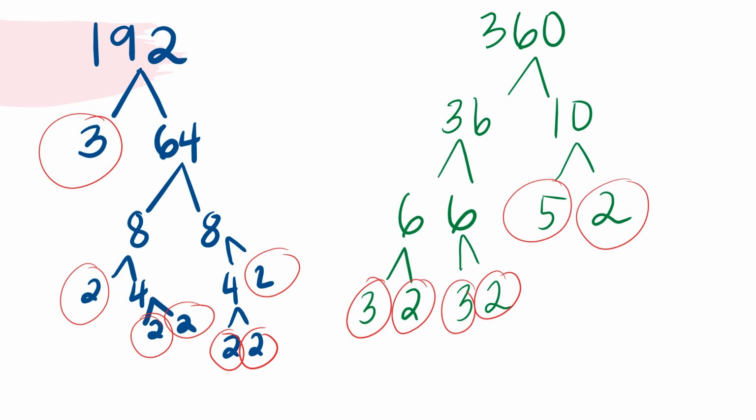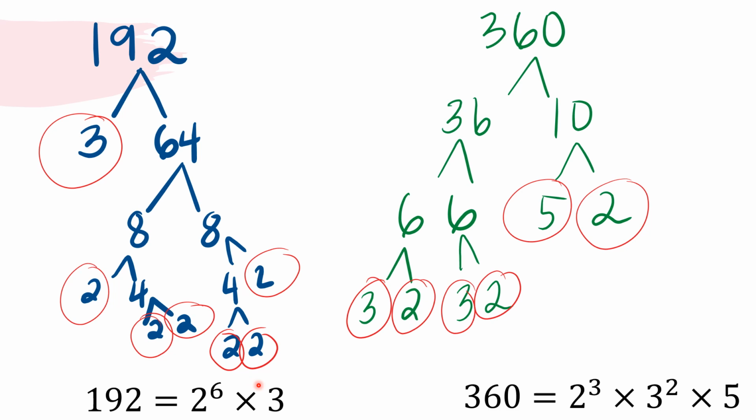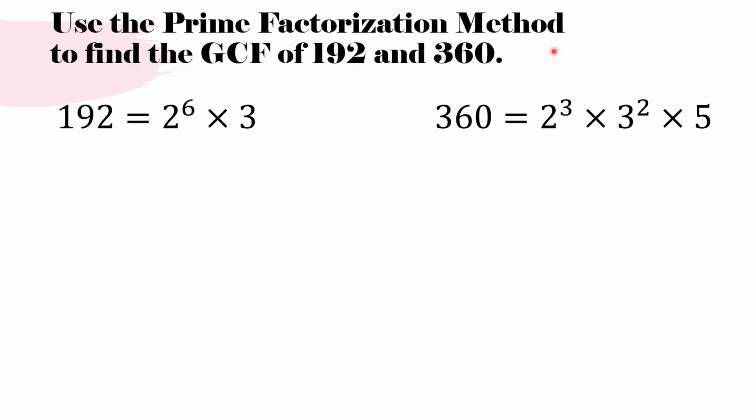All right, so from 192, let's count up our prime factors. We've got 2, 2, 2, 2, 2, 2. We've got 1, 2, 3, 4, 5, 6 2's and 1 3. And for 360, we've got 1, 2, 3 2's, 2 3's, and 1 5. So we can express those as 2 to the 6 times 3 for 192, and then 2 to the 3rd times 3 squared times 5 for 360.